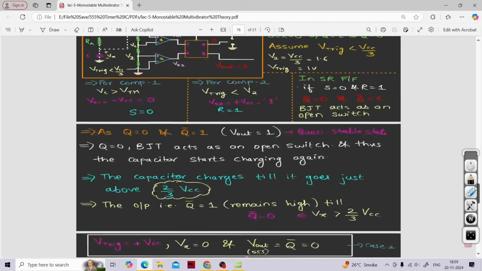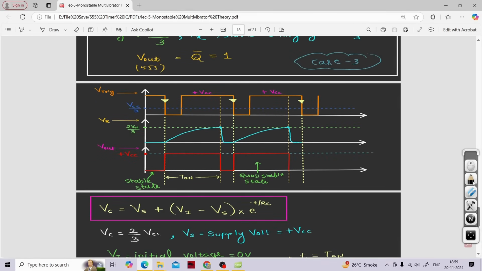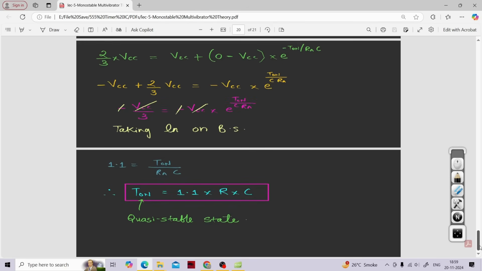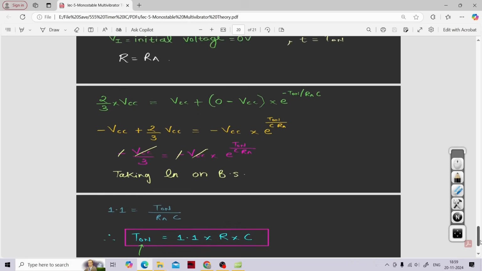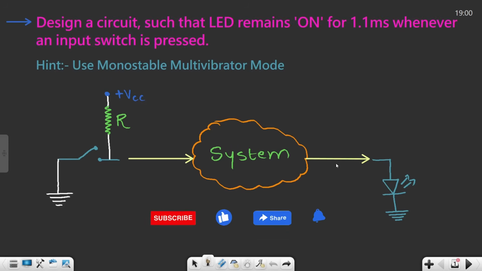And then at the end we deduced this kind of waveform graph, if you remember. We also deduced the equation for T on period, that means the quasi-stable state which is present in the monostable multivibrator mode. That means this T on period, which is our output waveform. So now we just focus on this particular question.